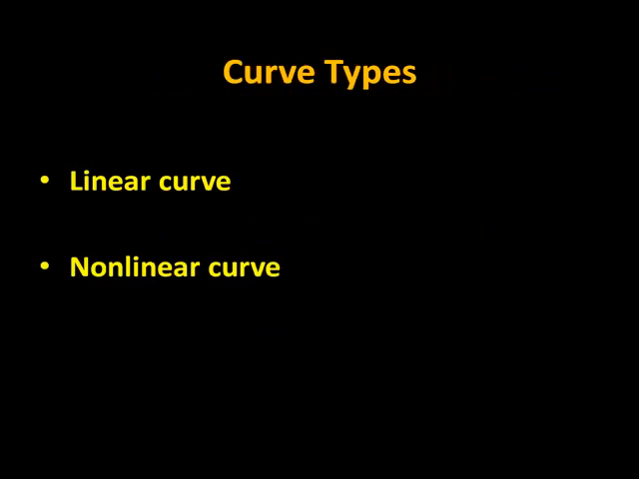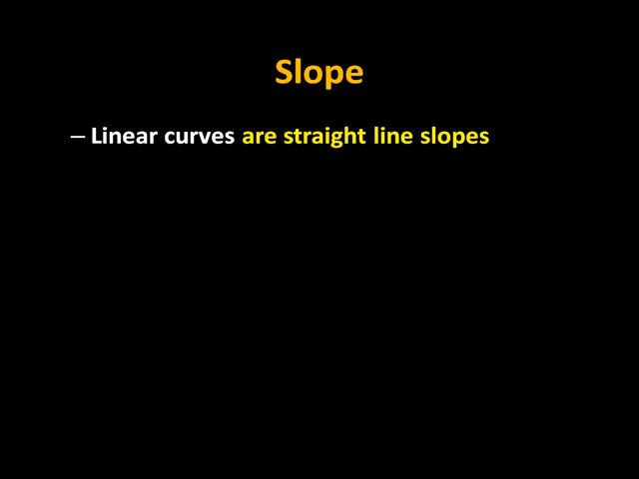Curve types. We basically have two types of curves. These aren't curves, at least the linear curve is not a curve, but in fact a straight line. The nonlinear curve does have some curvature in it. Slope. We're going to look a little bit more later, a couple of slides down the road here, and identify those four types of curves, but let's talk about slope.